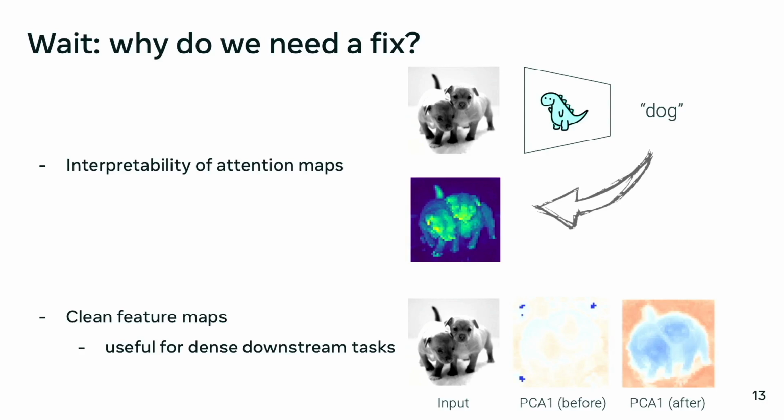And the thing is, these artifacts are not only in the attention map, but also in the feature maps. This is a very small PCA, like the first principal component of the features outputted by a model on this image. As you can see, these artifacts are very visible in the features. And so that means that if you try to do something downstream, like segmentation, monocular depth estimation, these kind of things, you might get noise. This is not perfect. With the fix that I'll present in a second, the feature maps are much better.